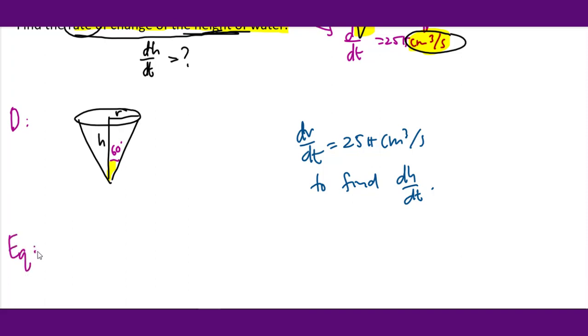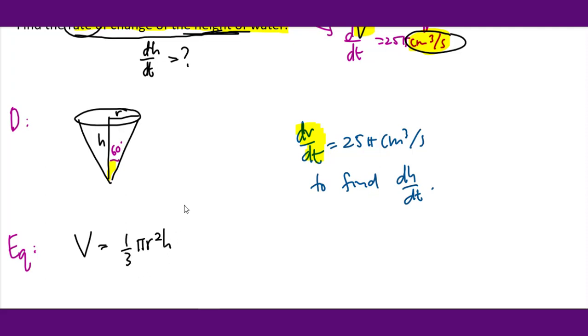The next step is EQ, write an equation. Consider V, the volume. Volume is 1 over 3 pi r squared h. How to remember the volume of the cone? Pi r squared h is the volume of the cylinder, just take 1 over 3.